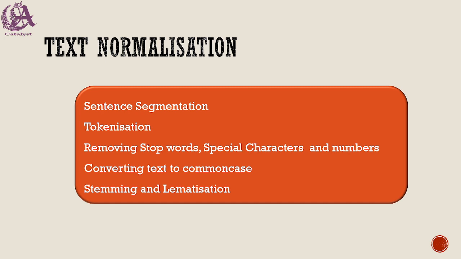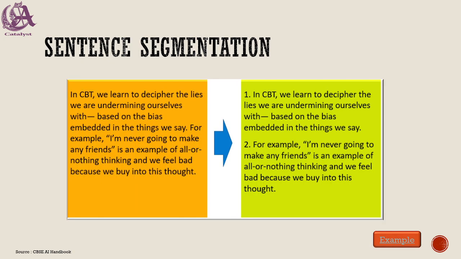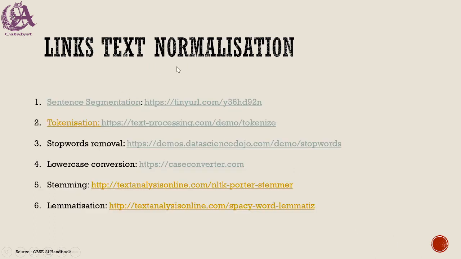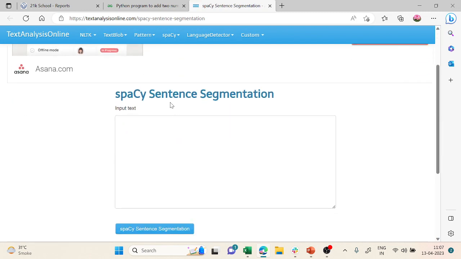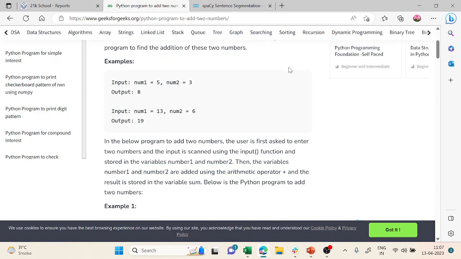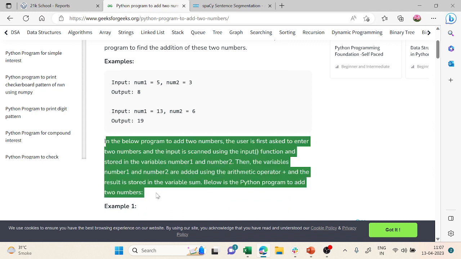In sentence segmentation, if you see a paragraph, we call it a corpus. This corpus is segmented; as the word says, we are separating it into sentences. There is a website, I'll take you to that website, and I will be posting the links in the description of this video. In this website, we will paste a paragraph. Say for example, this paragraph I am pasting.